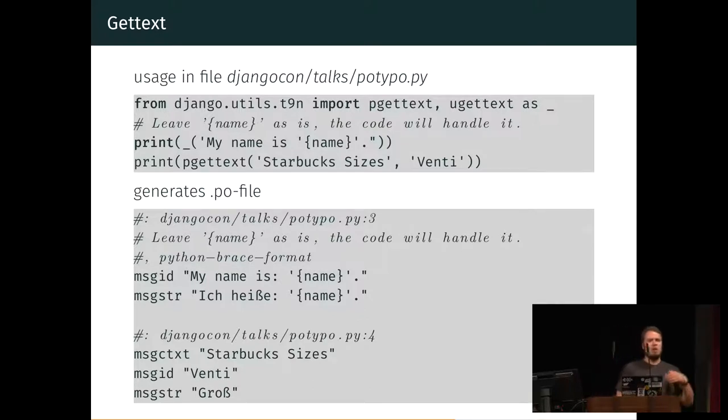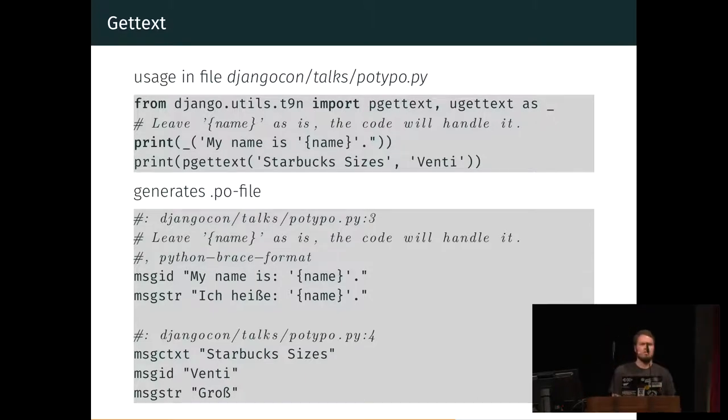We can use the PO library to extract the message IDs and the message strings, and then we can check them separately for errors. And since we have a base language given, we know what our message ID's language is, and since we have a language tag in our .po file, we know what the message string language is, and we can check for errors in both of these languages quite easily.